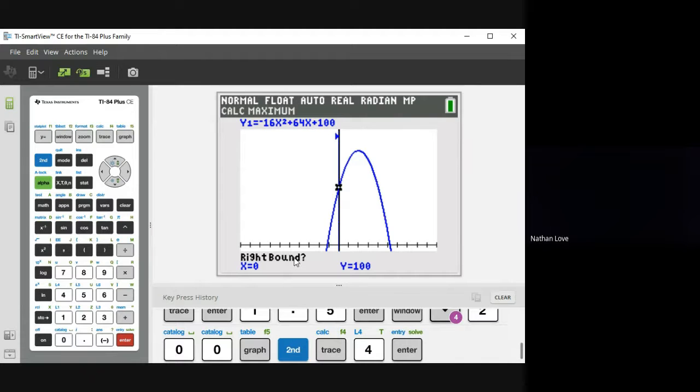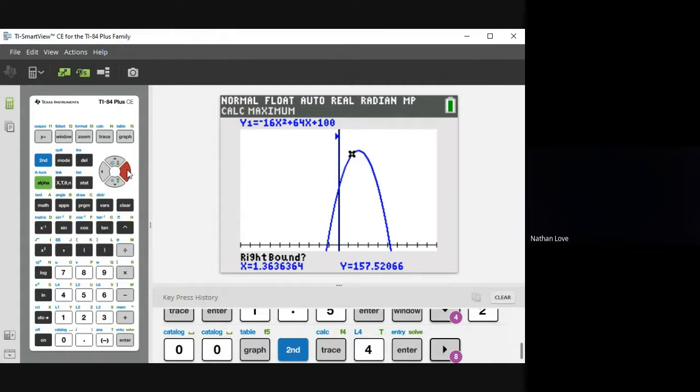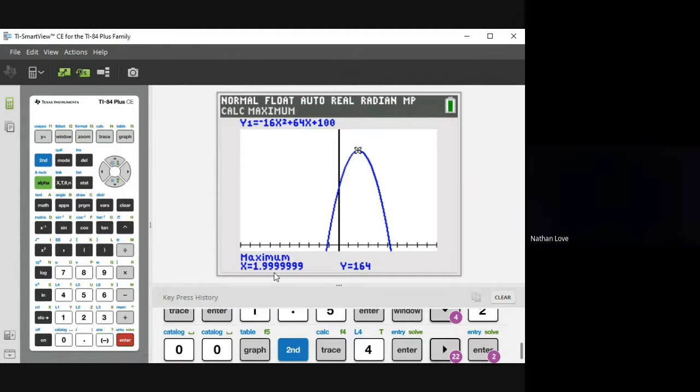So right bound shows up. And then slide this cursor over to the right side of the maximum. It doesn't matter where you stop it, as long as you're on the right side of the hump. And then hit enter 2 times. And it gives me in 2 seconds, it's going to be at 164. So just round that. There's a lot of 9s there. Some of them will come up with 2.00, some will come up with 2, some come up with 1.999. As long as you get the 160, correct. 164 is your maximum.